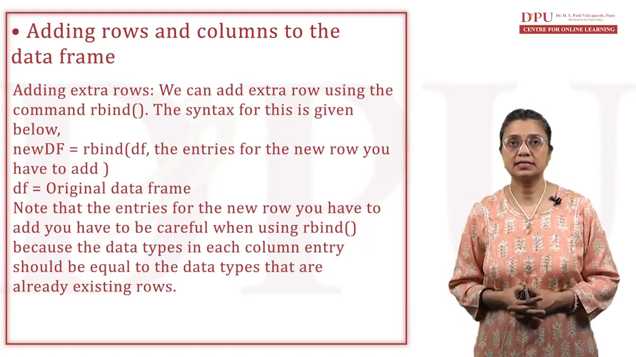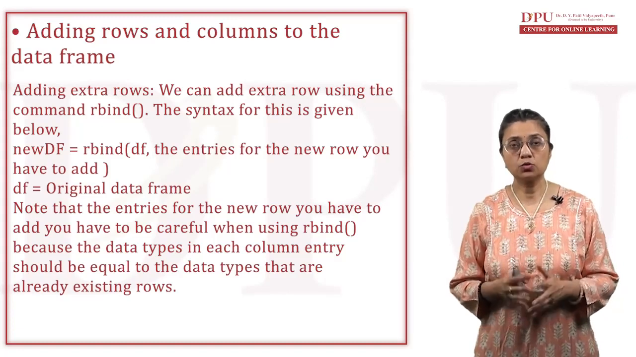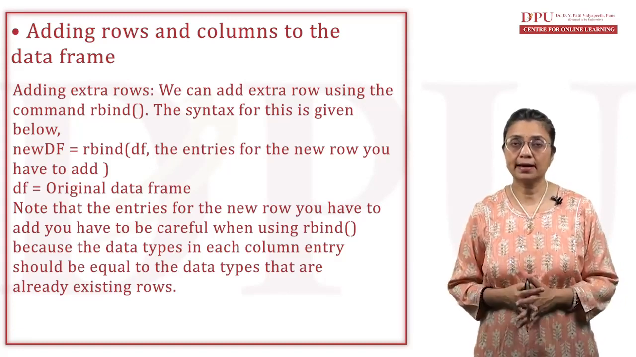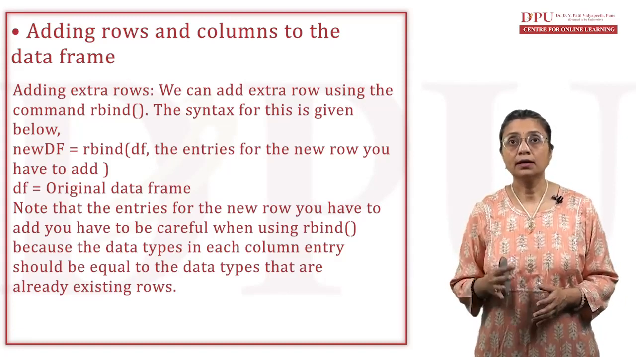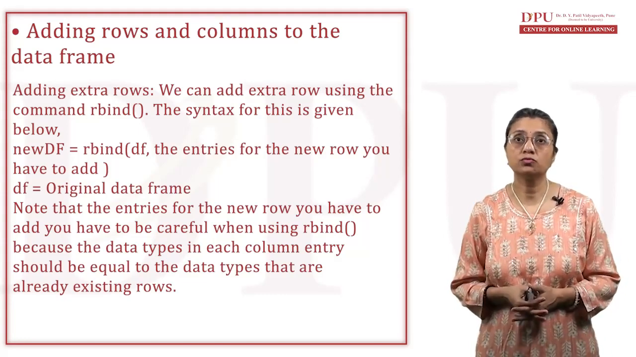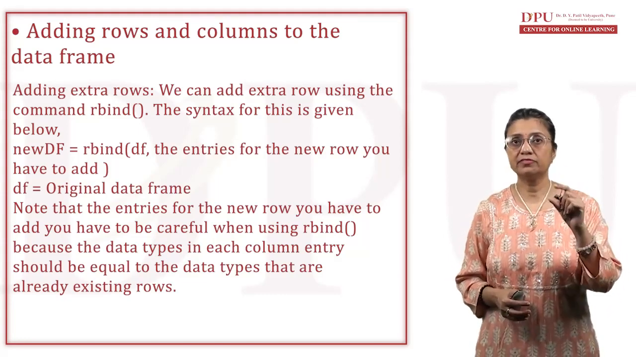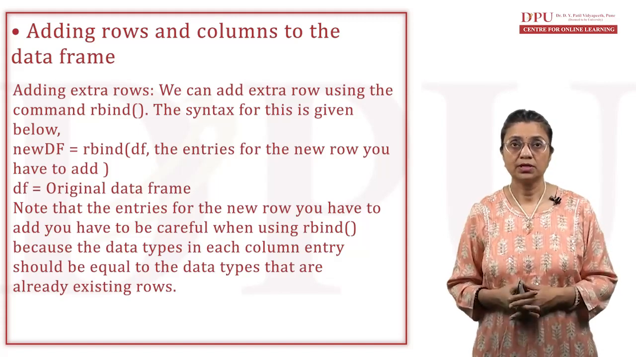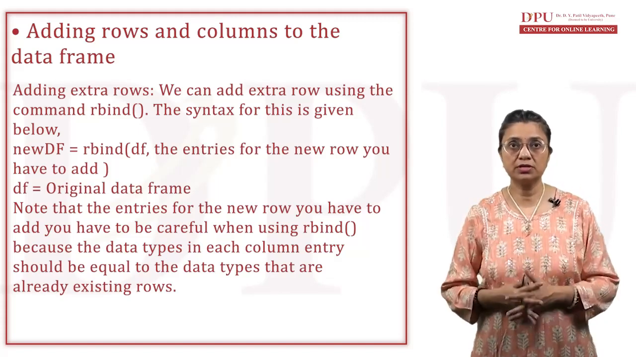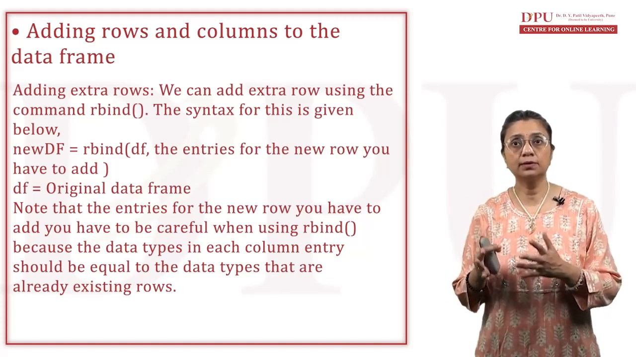And the syntax is like new_df equals rbind, and within brackets I pass the data frame, comma, the entries for the new rows you want to have. So basically the data frame and the entry for the new row. So df is what? This is my original data frame and then the entry for the new rows.